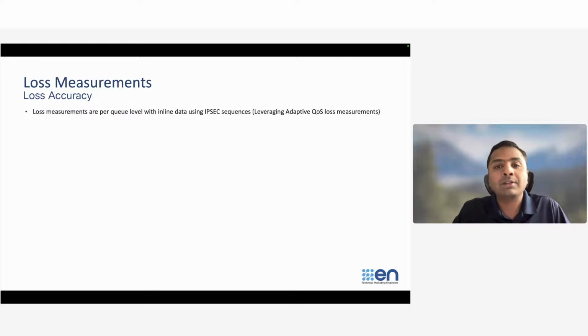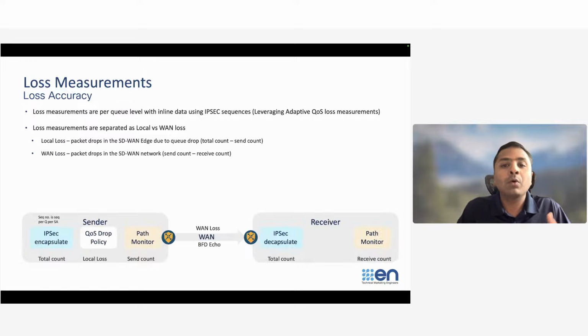So every packet that is going on the wire is going to have a sequence number. And we are leveraging the same adaptive cost loss measurements that we use for the adaptive cost. Now we can do loss measurements at the sender and at the receiver. So this gives us a capability to differentiate between the loss that is happening on the local SD-WAN edge device, as depicted on the bottom left. And we can also monitor the WAN loss on the remote receiver end. And then we can compute local loss and WAN loss that's happening on the SD-WAN network.